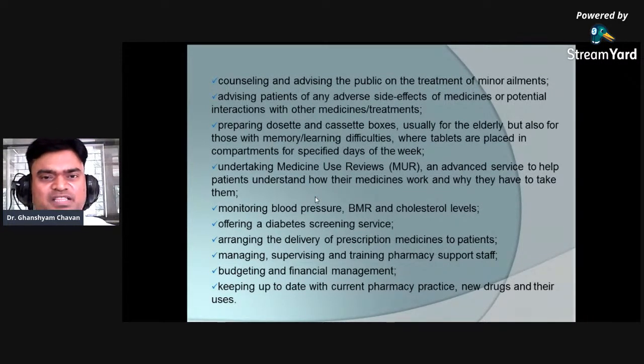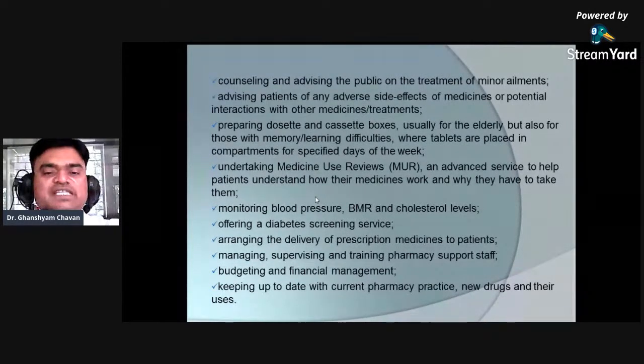So you should prepare these typically for people who are of old age, in which dementia may develop, or people who are having memory loss, or short-term memory problems. In that condition, and in normal cases also, you can prepare this. It is very easy to find the drugs and take them, where tablets are placed in the compartment for specific days of the week.